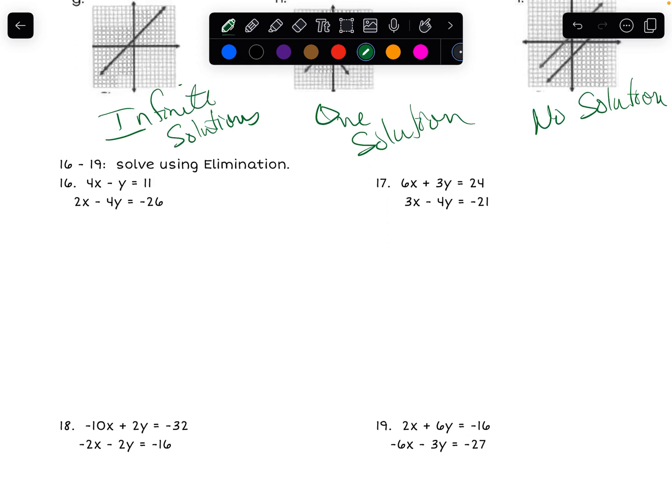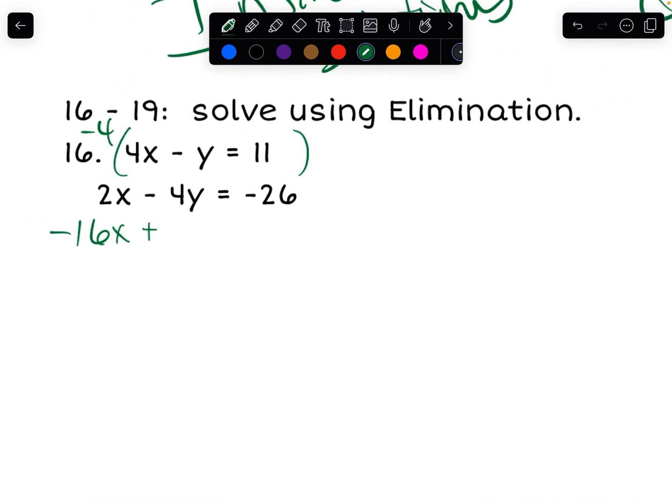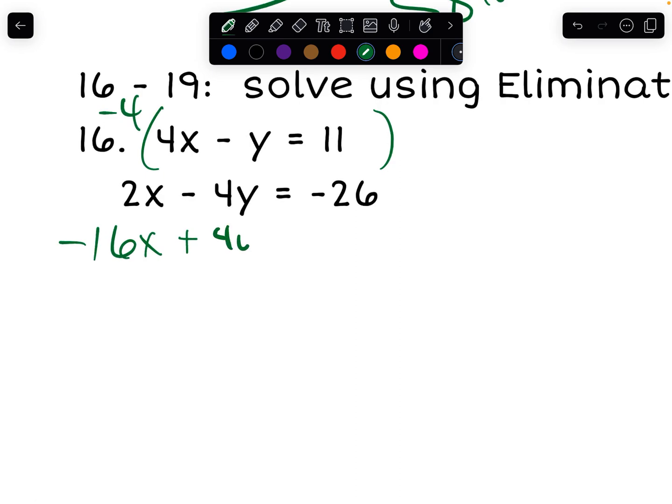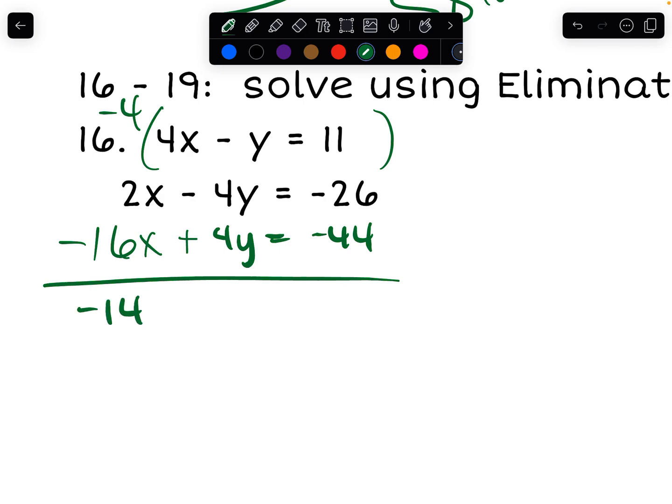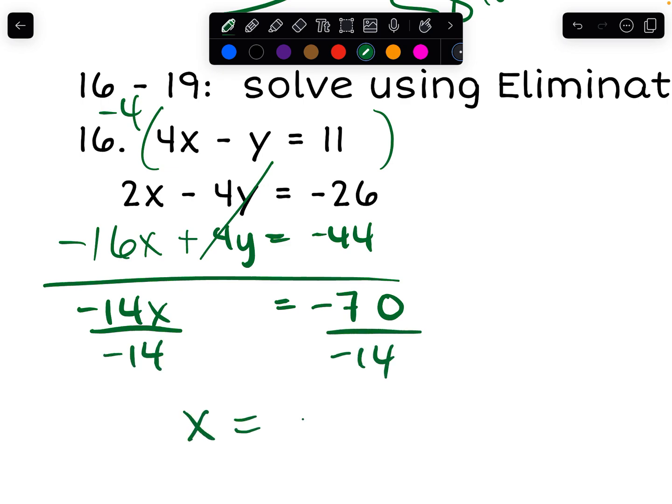This one right here, solve by elimination. I need to get these opposites of each other. I'm going to multiply this by -4. So I would get -16x plus 4y equals -44. So this would give me -14x. This cancels, and this would get me 0, -70. I divide by -14, and I get x equals 5.